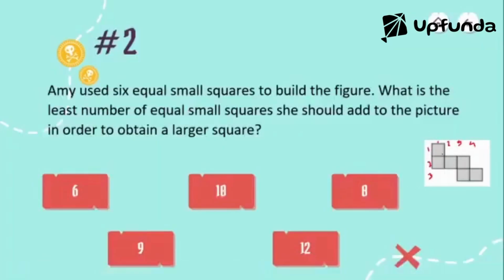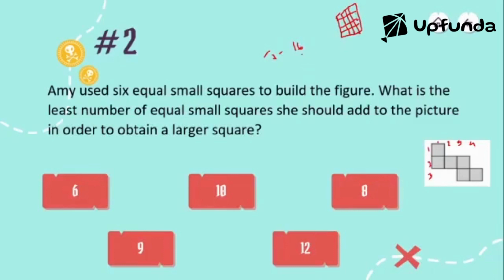She has 1, 2, 3, 4, 5, 6. So 16 squares in total we want for a 4 cross 4 square, a big square like this. Okay, 1, 2, 3, 4, 1, 2, 3, 4.